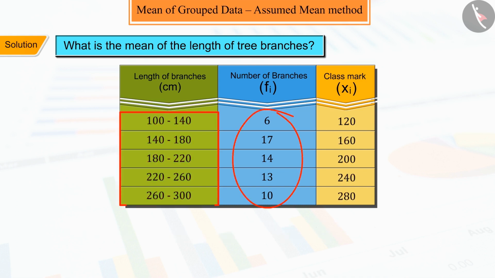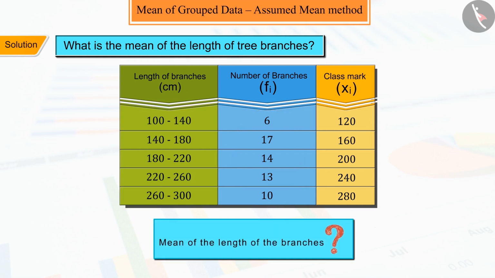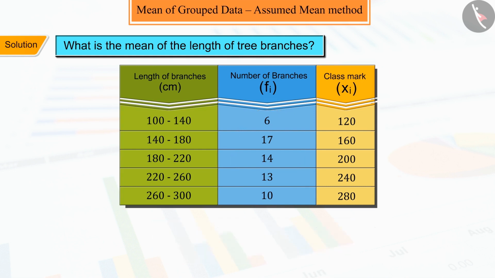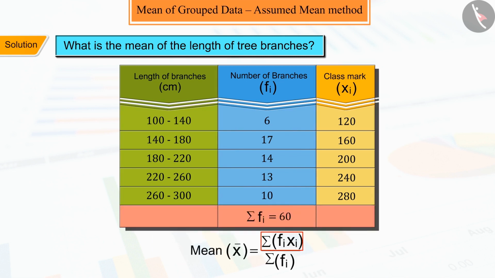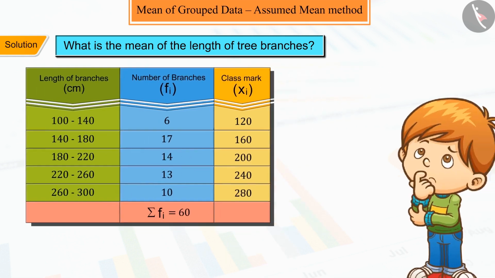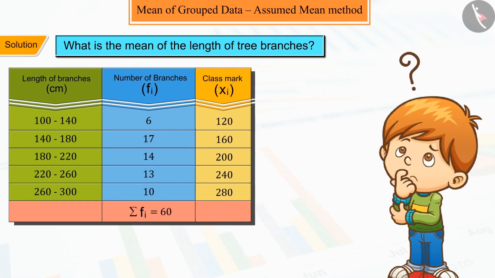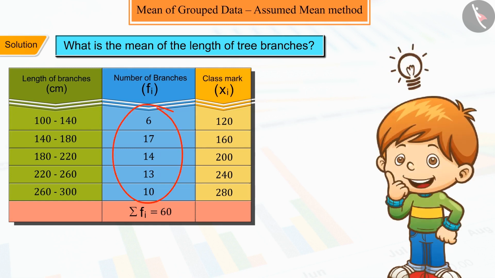Here the number of branches represents the frequency of each class interval, that is fi. Since we have to find the mean of the lengths of the branches, which can be calculated by dividing the summation of the product of fi xi by the summation of fi, but it takes more time. So how can you make it simpler? Come, let's see. Here we cannot do anything with fi, but xi can be reduced to a smaller value, and hence our calculation becomes easier.